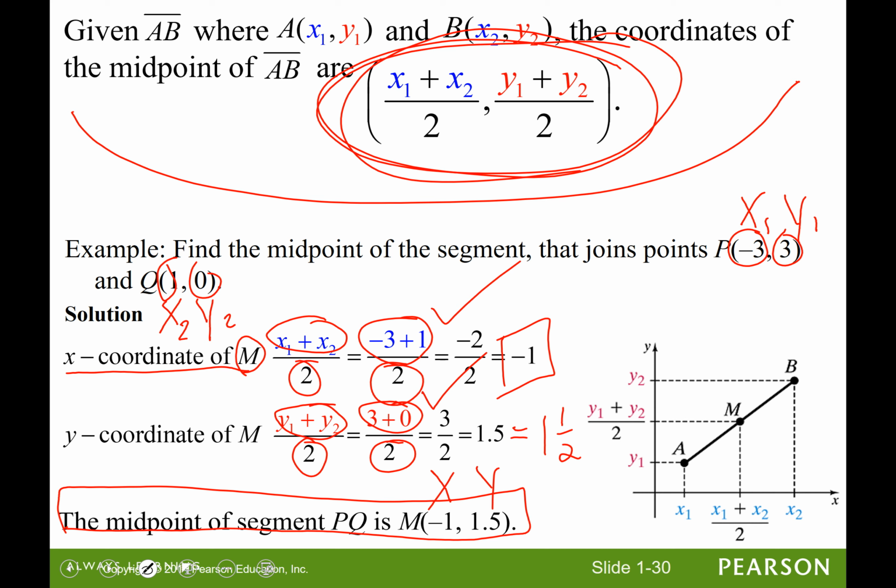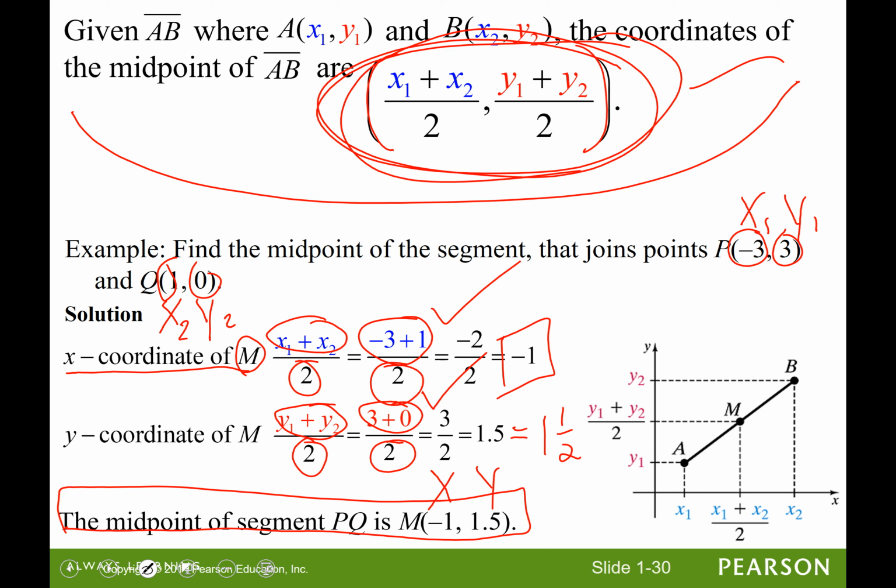So the midpoint definition says, given segment AB, where A has coordinates x1 and y1, and point B has coordinates x2 and y2, the coordinates of the midpoint of that segment AB are specified by this formula right here.